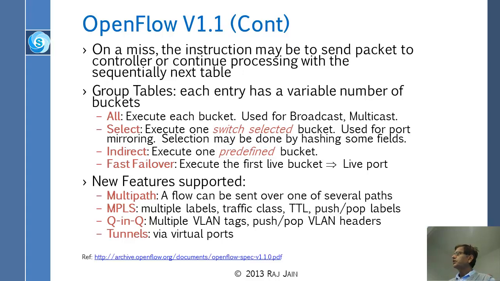Alright, so with these features, they can support multipath, MPLS, Q-in-Q, and tunnels. So multipath is clear that if you have two paths, you could hash something and then select one of the paths. No, the select. Switch selected. MPLS is basically multiple labels you can push and pop and go through table chaining. Q-in-Q, multiple VLANs, which is exactly similar to MPLS. You look at the first VLAN, and if you need to look at the second one, then you go to the second table.